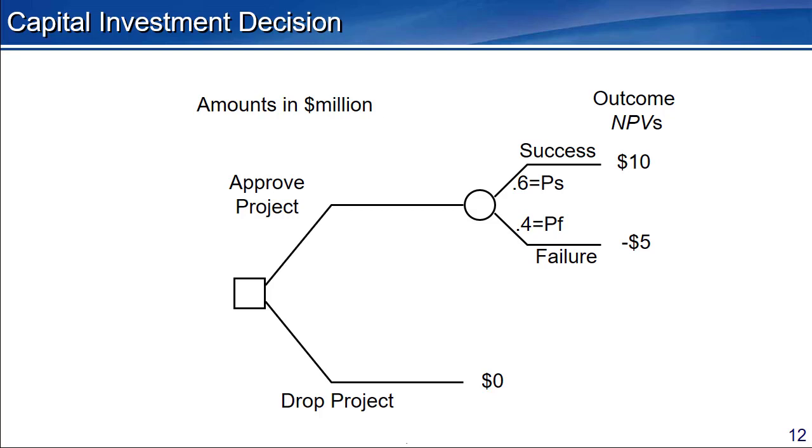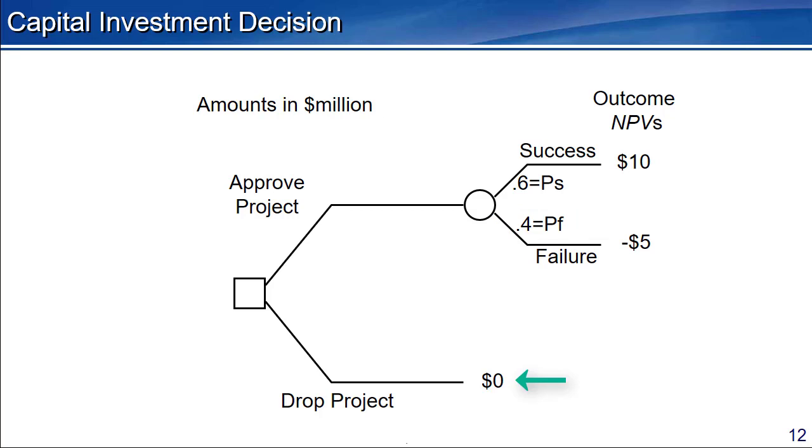Let's take a quick look at a simple decision tree model of a capital investment decision. The decision is to approve or drop a project. For simplicity, we have only two possible project outcomes, success and failure. Success NPV is worth $10 million, net of the investment cost and taxes. Failure NPV is minus $5 million, losing the investment cost. A subject matter expert judges the probability of success, PS, at 60%. The probability of failure, PF, is then 40%.